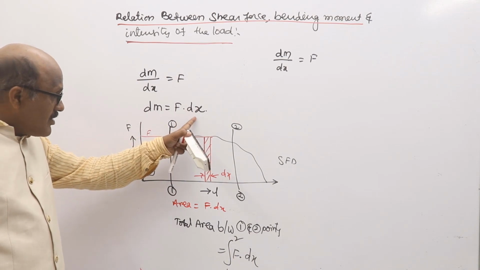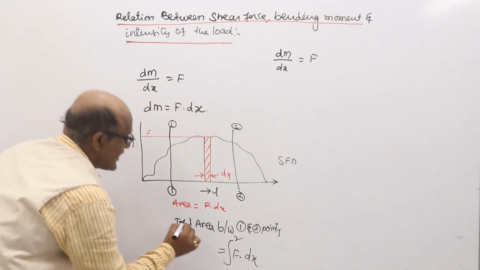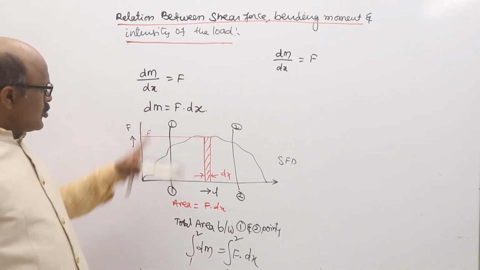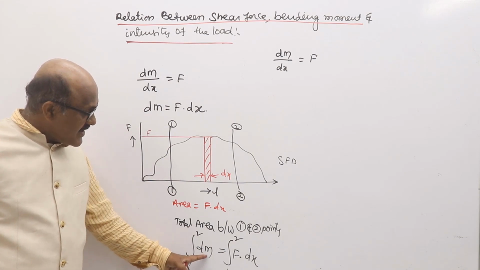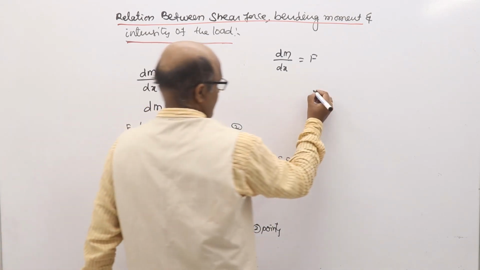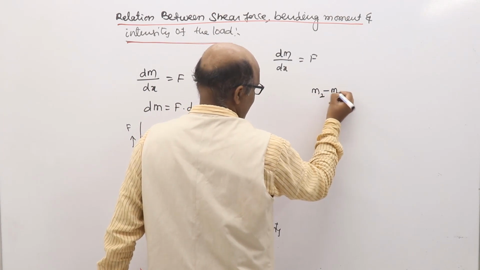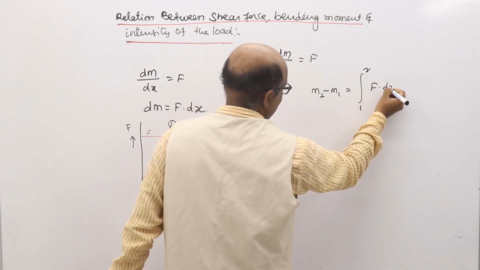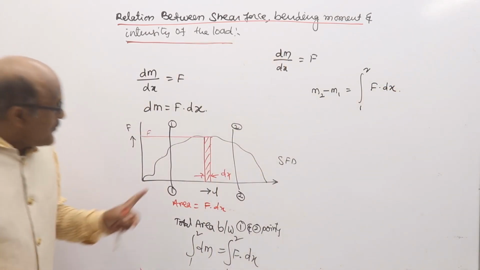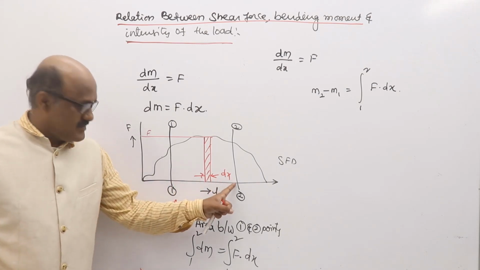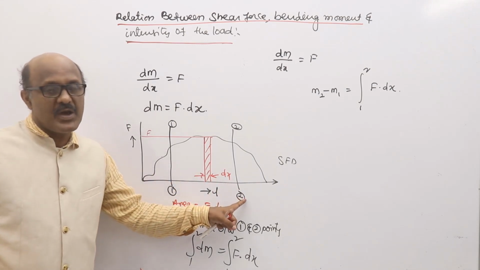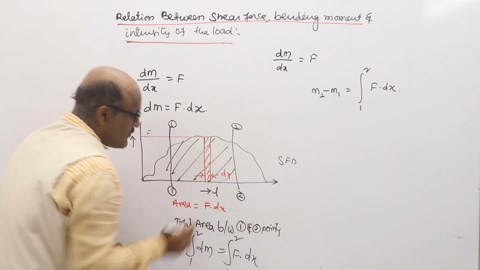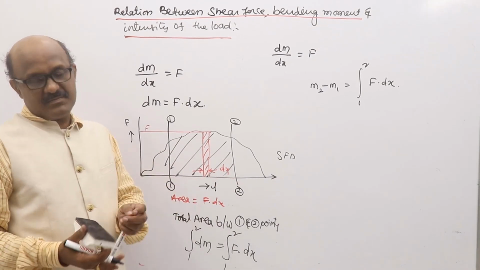So this is equal to dM. Here also we are integrating: integral dM from 1 to 2. After integrating this, what we will get? M2 minus M1 is equal to the integral from 1 to 2 of F into dx. So bending moment between these 2 points is equal to the area of the shear force diagram between these same points.